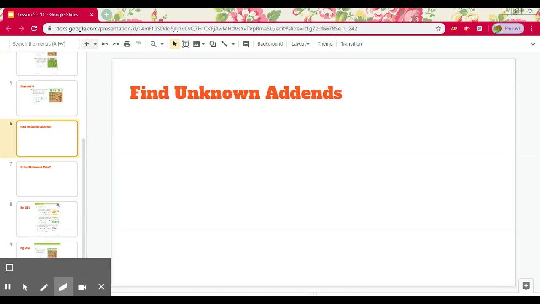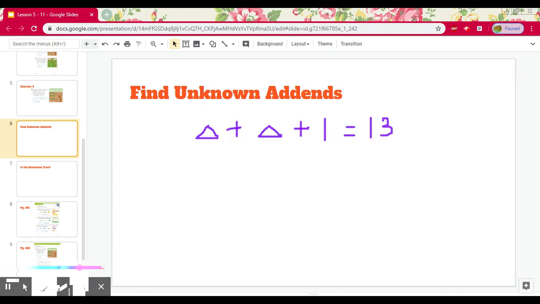Now we are going to find unknown addends. The word unknown has the beginning part un. Un means not. So we are finding things that are not known. In this problem, the unknowns are the 2 triangles. So we're seeing a triangle plus a triangle plus 1 equals 13. Well, the triangles both equal the same thing. That's why they're the same shape.